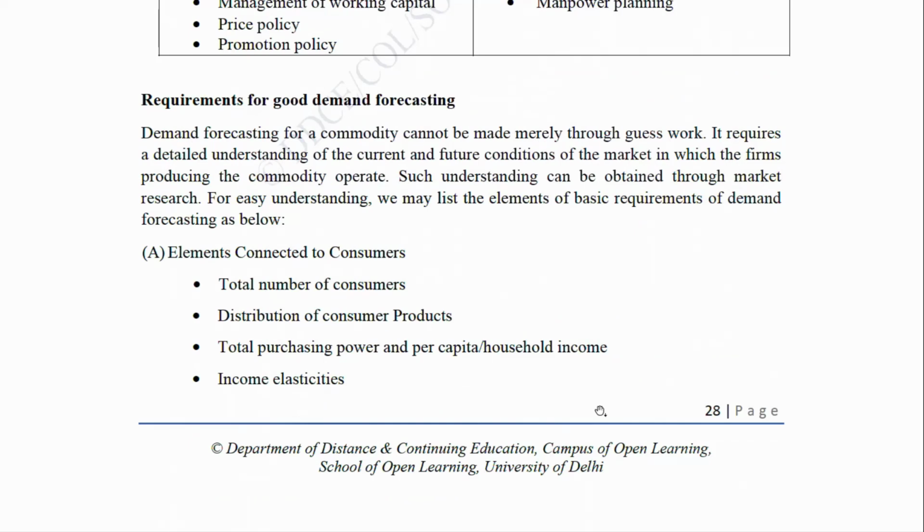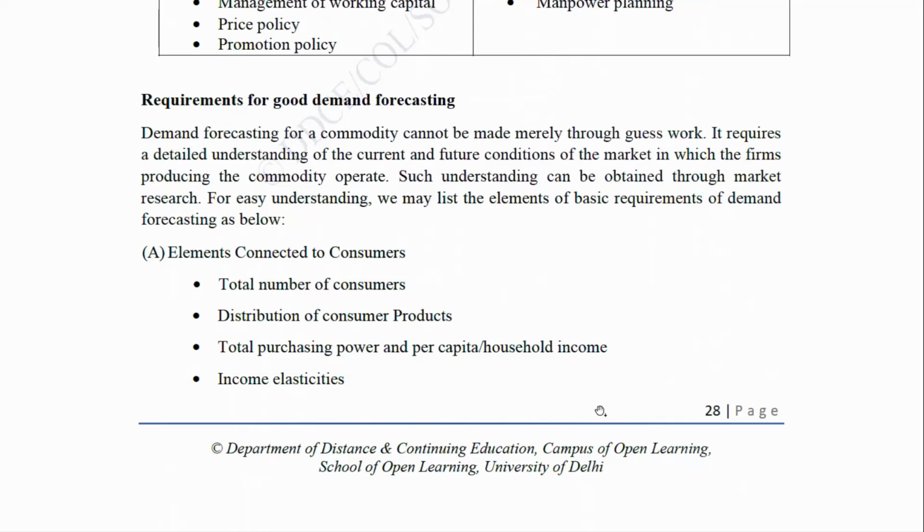Requirements for good demand forecasting. Demand forecasting for a commodity cannot be made merely through guesswork. It requires a detailed understanding of the current and future conditions of the market in which the firms producing the commodity operate. Such understanding can be obtained through market research. For easy understanding, we may list the elements of basic requirements of demand forecasting as below.